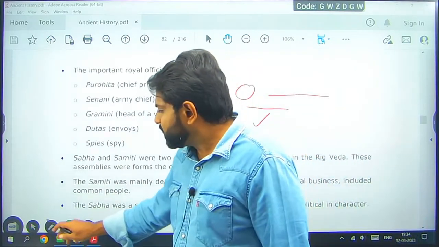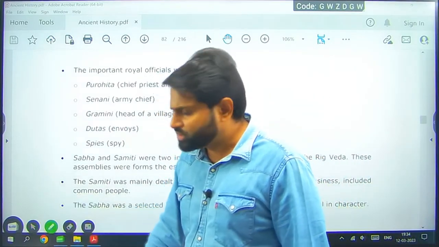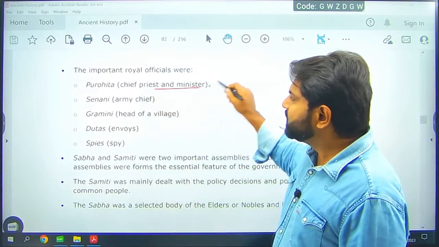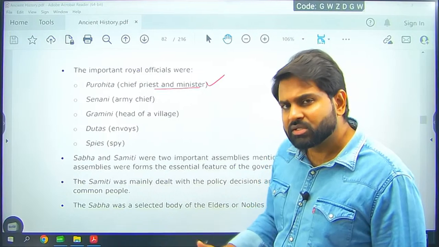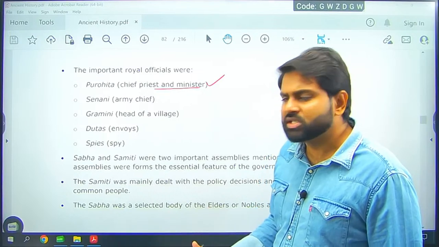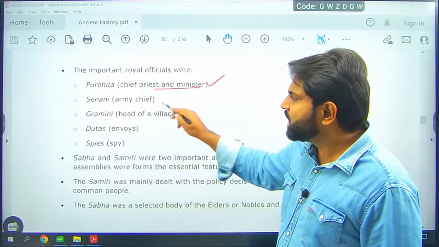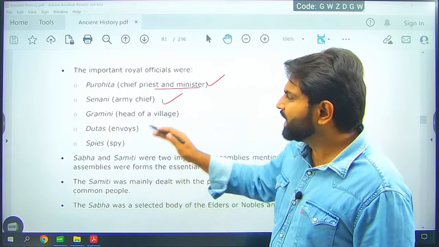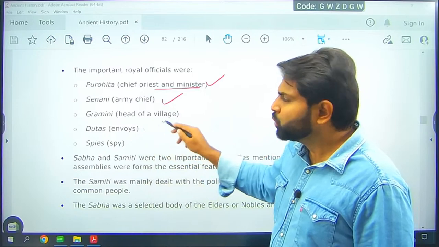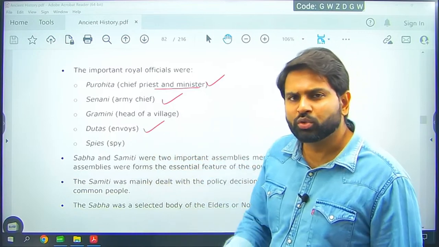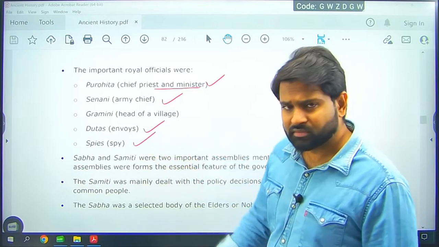So apart from that, in Vedic administration, the important officials were the Purohita. As I said, he is the chief priest, minister and interpreter of religions for the king so that they can reach justice. Senani, chief of army. Gramini, head of village. Dutha, envoy. Like Hanuman went to Lanka as a Dutha and spy.